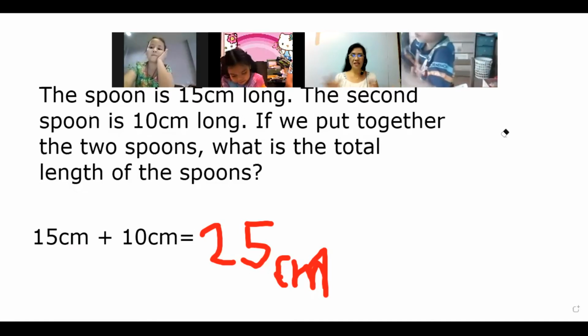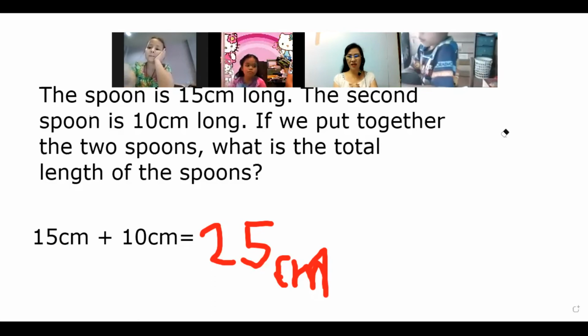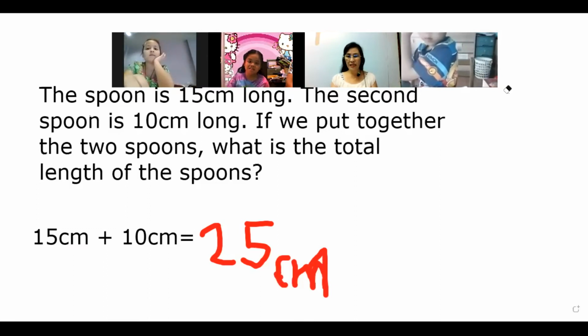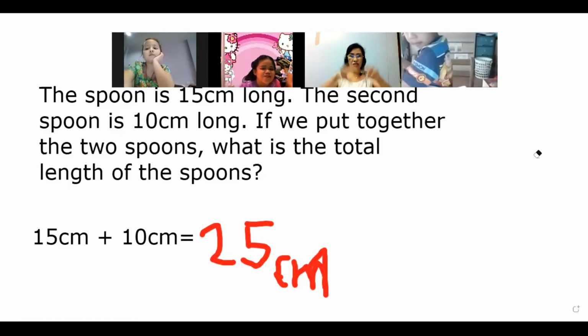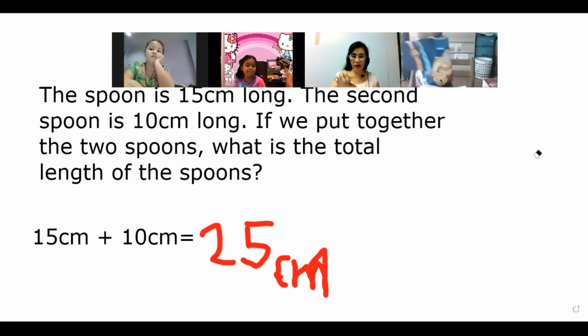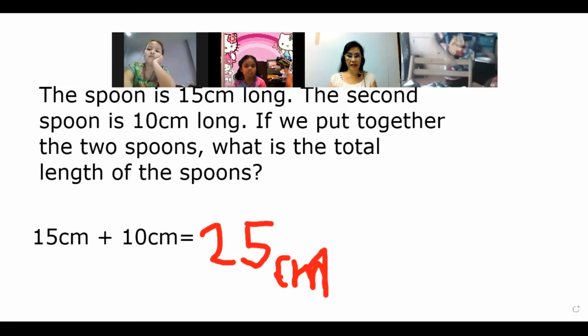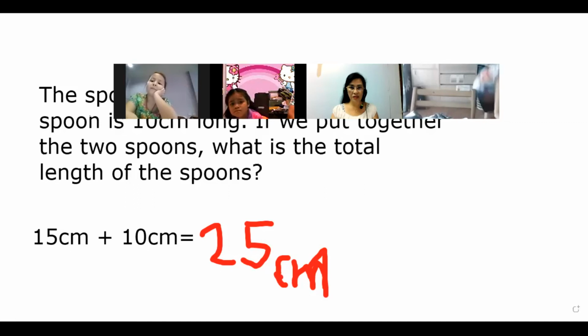All right, so the spoon is 15 centimeters long. The second spoon is 10 centimeters long. If we put together the two spoons, what is the total length of the spoons? So you have to write 15 centimeters plus 10 centimeters. So you can have 25 centimeters. Then you can also write it like this, 25 centimeters.